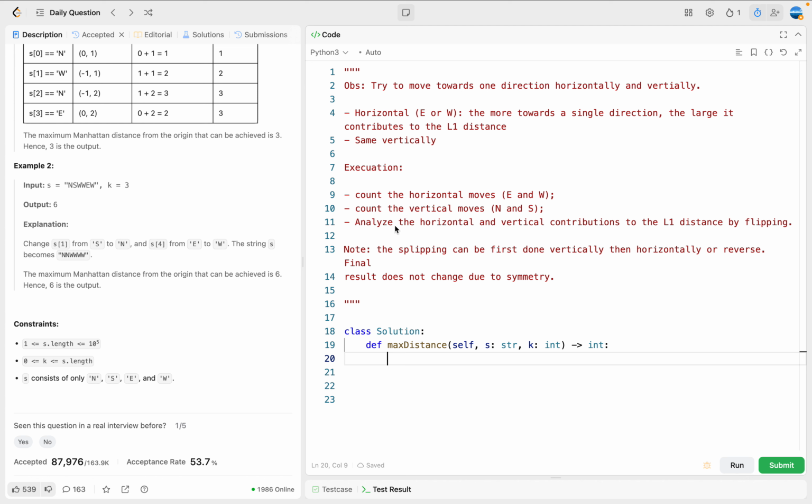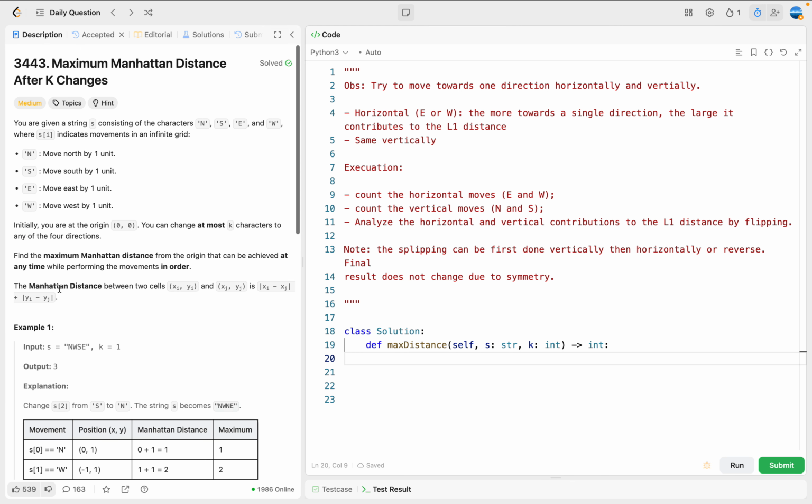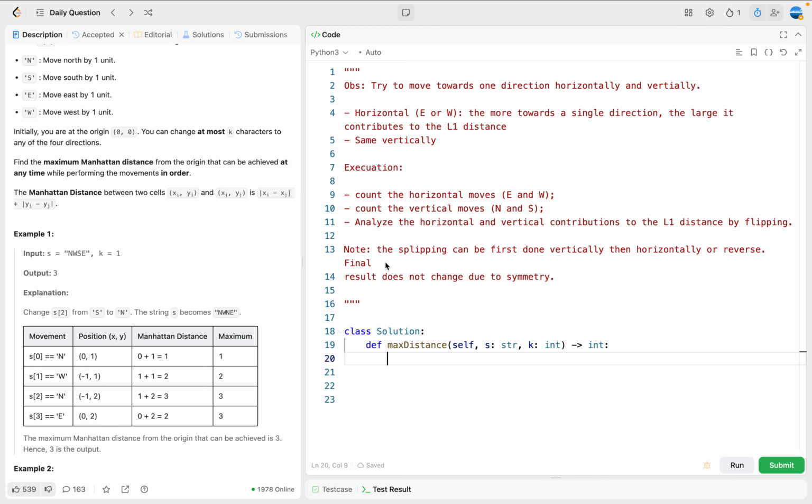And then we analyze the horizontal and vertical contributions to the L1 distance by flipping. The flipping constraint is given by k, right? Then we also want to mention that the flipping can be first done vertically, then horizontally, or you reverse. The final result will not be affected due to symmetry. So now let's monitor this process.